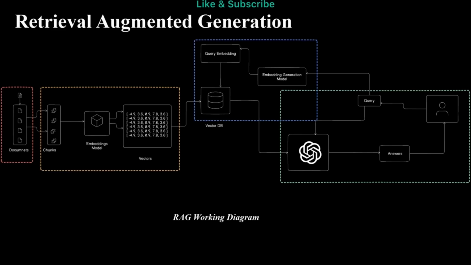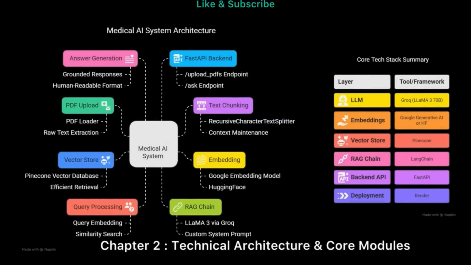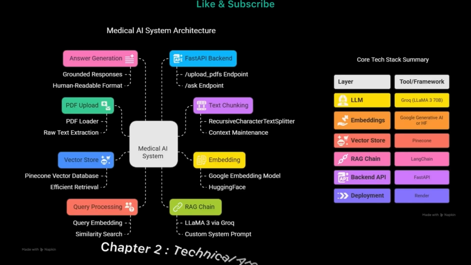Okay, so this is how this RAG system works, and I tried here to give you some revision of those RAG concepts. Now if we move to our chapter 2, where we have the architecture of our application, our tech stack and our core modules, you can see our medical AI system, or our medical assistant chatbot, has around 8 modules.